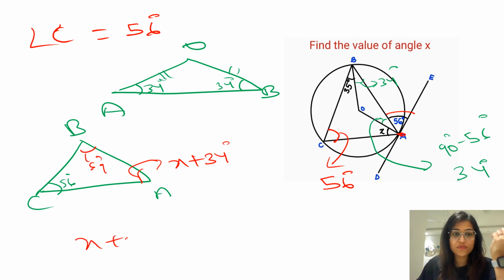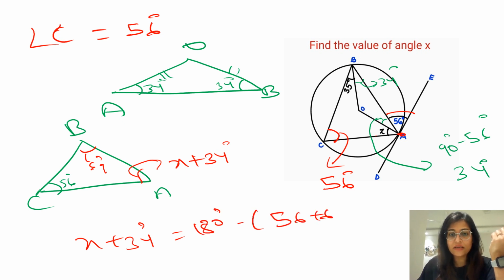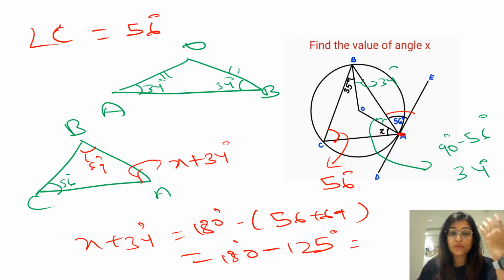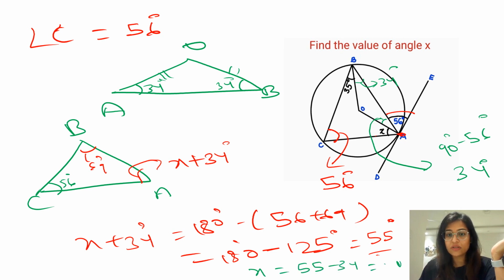Can I say x plus 34 is 180 minus the sum of 56 and 69, by the angle sum property? 56 plus 69 is 125. 180 minus 125 is 55. Let me check: 55, 5, 60. Yes, it's 55. So the value of x is 55 minus 34, that is 21 degrees. The value of x is 21 degrees. That's the answer.